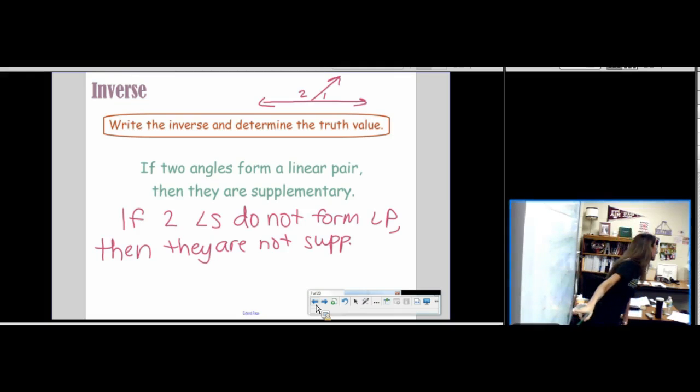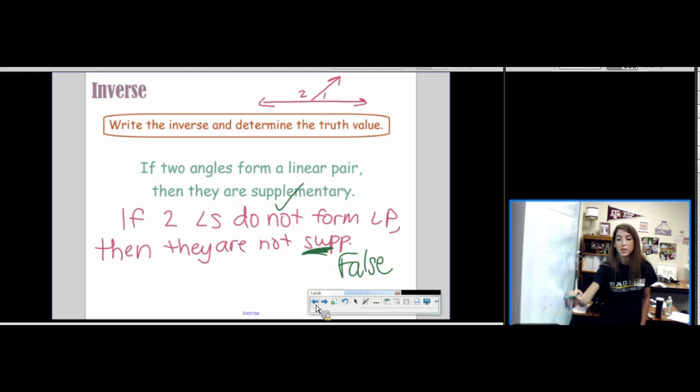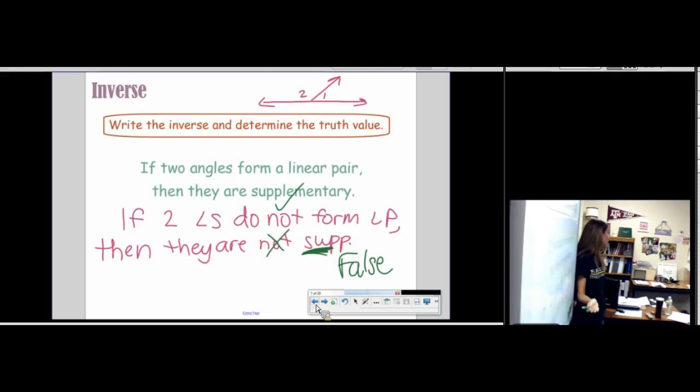I just proved it wrong. So what's the truth value? It is false. I just found a time when they do not form a linear pair. But I made them supplementary. They were supplementary. So that's called a counterexample. I made the beginning true and I turned it into a liar. That sentence is false because I can draw a picture that proves it wrong.